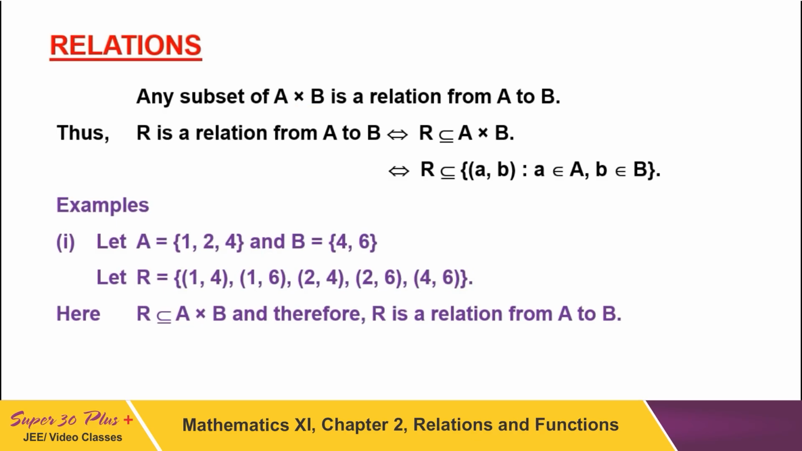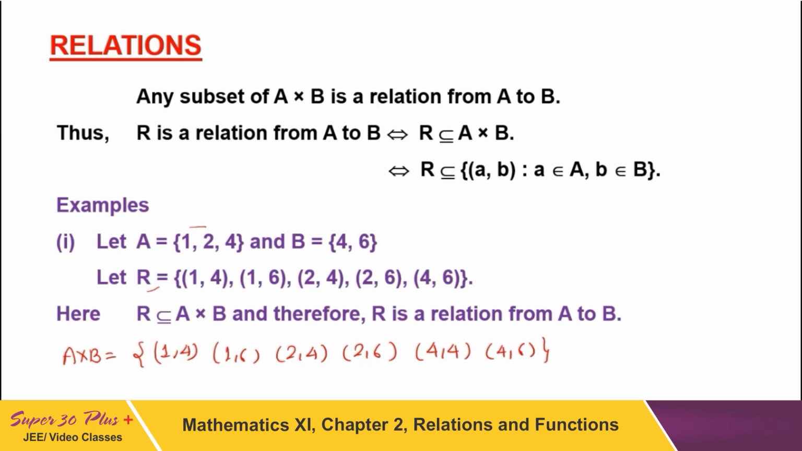Students, let's see this example. Let set A contain 1, 2, 4 and set B contain 4, 6, and the relation is given here. This relation is defined from set A to set B if the relation is a subset of A cross B. Now let's check A cross B. What is A cross B? It is defined from set A to set B: first elements come from set A and second from set B. It is 1, 4; 1, 6; 2, 4; 2, 6; 4, 4; 4, 6.